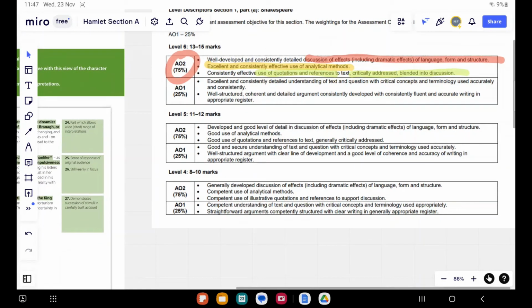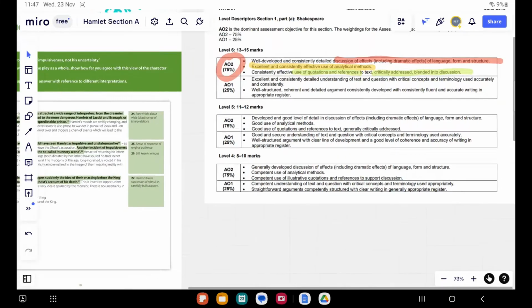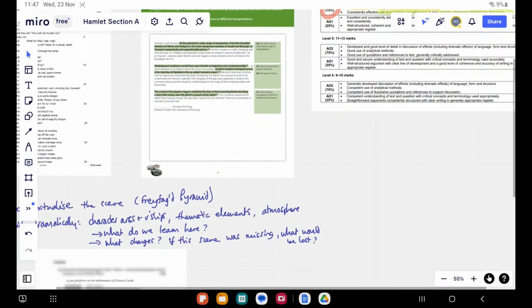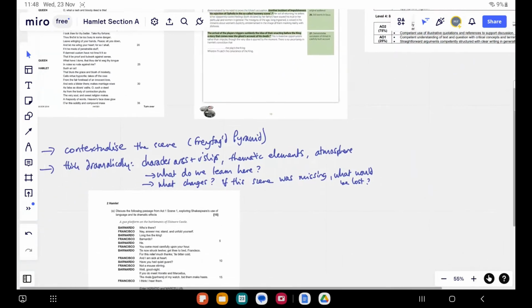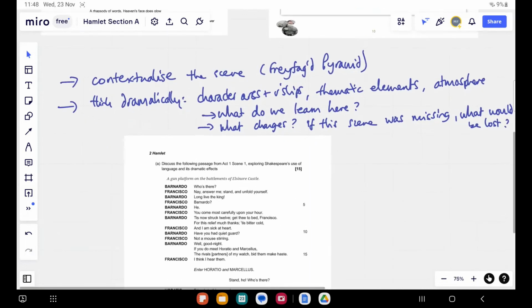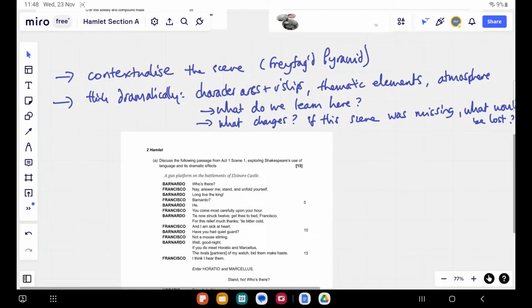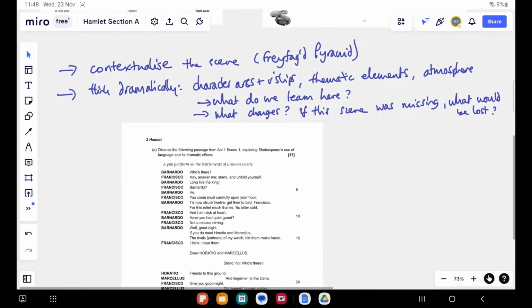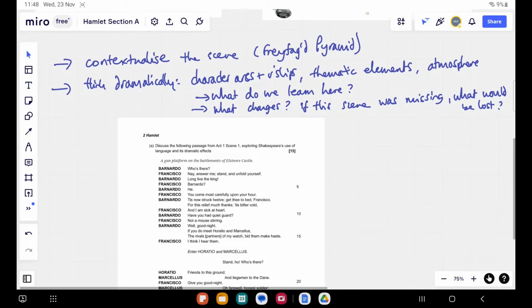And then we've got AO1, critical concepts, terminology, and a well-structured, coherent and detailed argument written in the right register. All right, so far so good. So I'm just going to give you a few steps to help you get started. And then we'll have a look at this together.